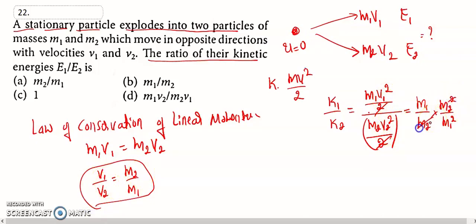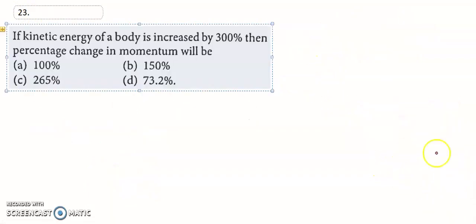So m2 cancels, m1 cancels. That is equal to, answer is what? m2 divided by m1. So which is the right answer? So that is m2 by m1. That is option A is the right answer for the 22. So let's move to the 23.